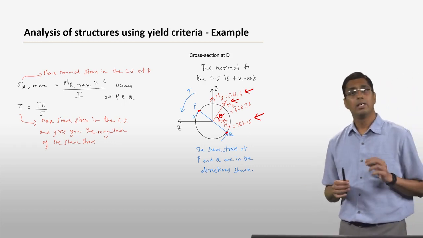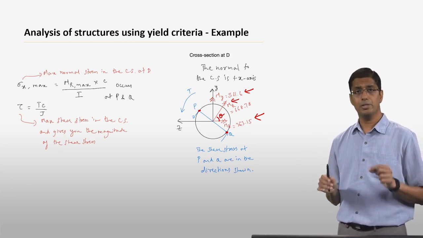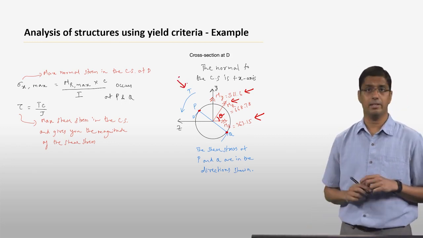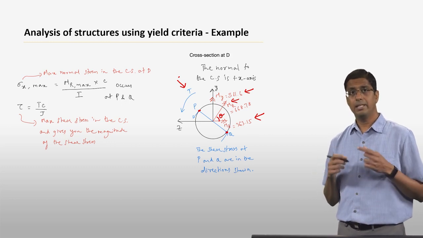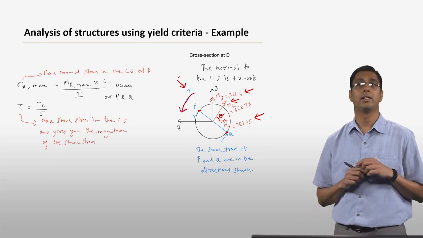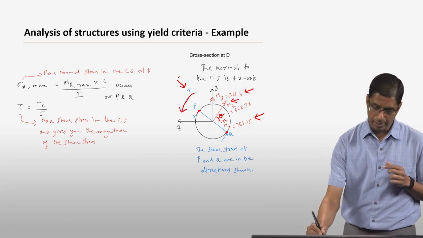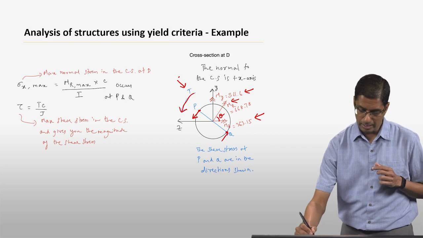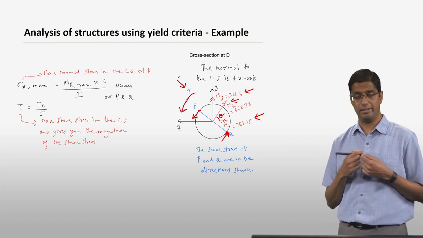Now, apart from this bending stress, these points P and Q are also going to have a shear stress, and that is because of the internal torque that is acting on this cross section. Based on the torque diagram, the internal torque at this cross section is going to be counterclockwise. So the shear stress at point P is going to be in that direction, and the shear stress at point Q is going to be in that direction. And that comes from the direction of the internal torque.